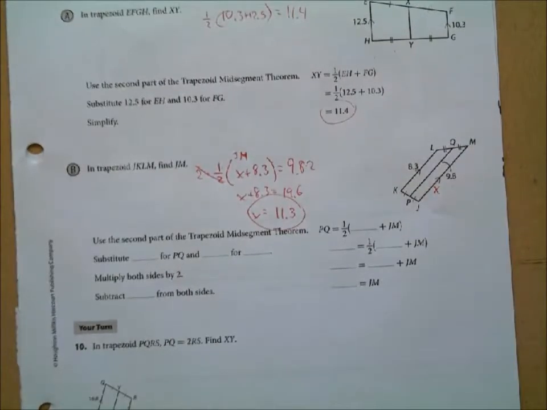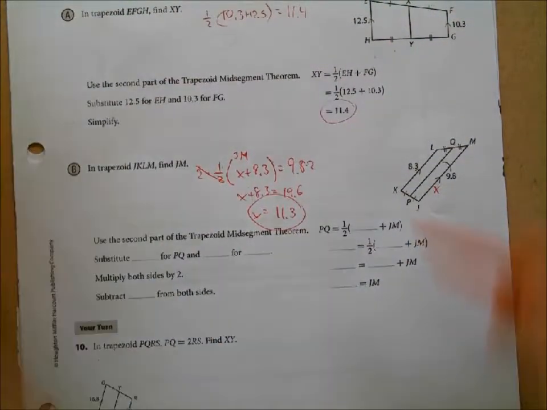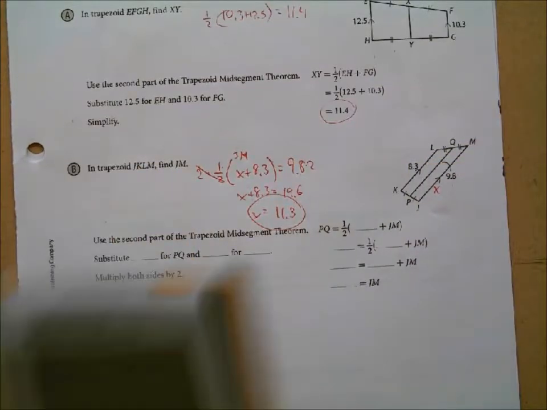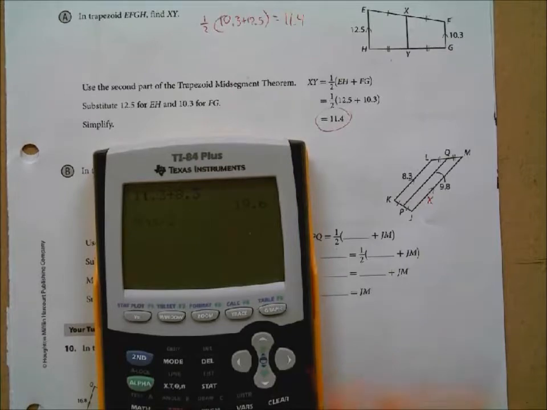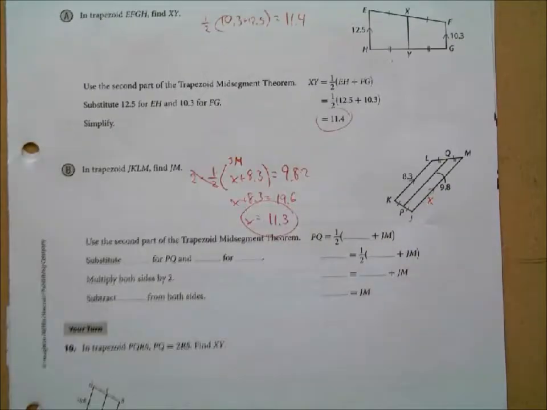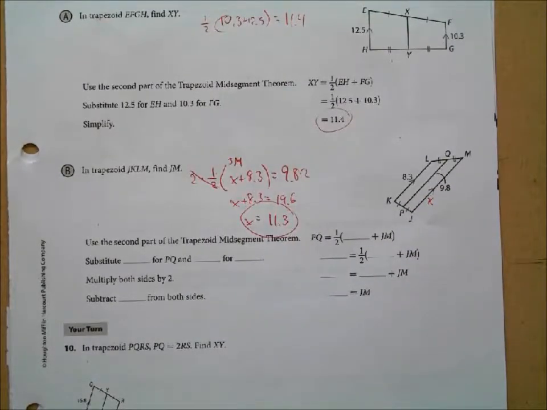We can check our work too. 11.3 plus 8.3 divided by 2 gives us that 9.8 mid-segment there. So aha, it worked. Questions on any of that? I kind of sped through that because I wanted to get you guys time to get started on the assignment.